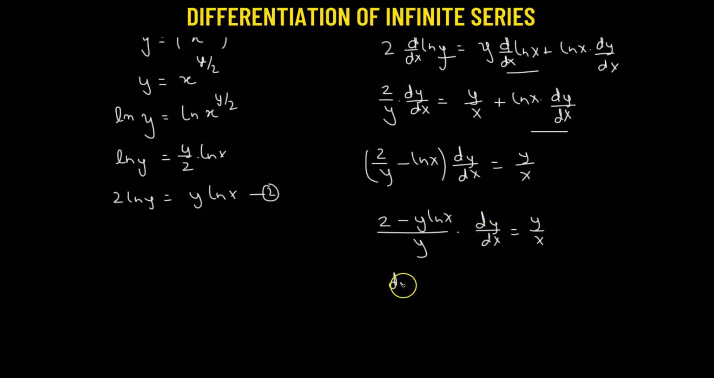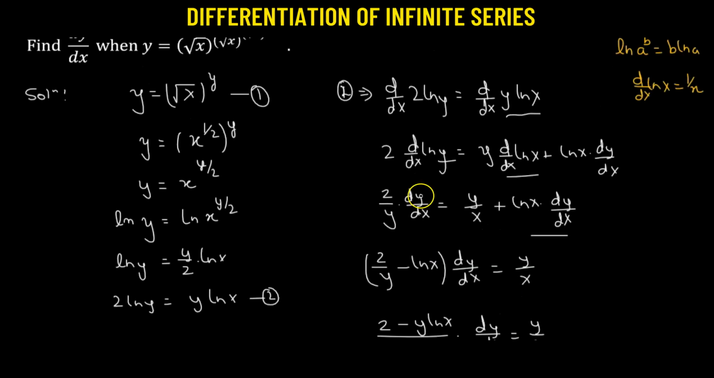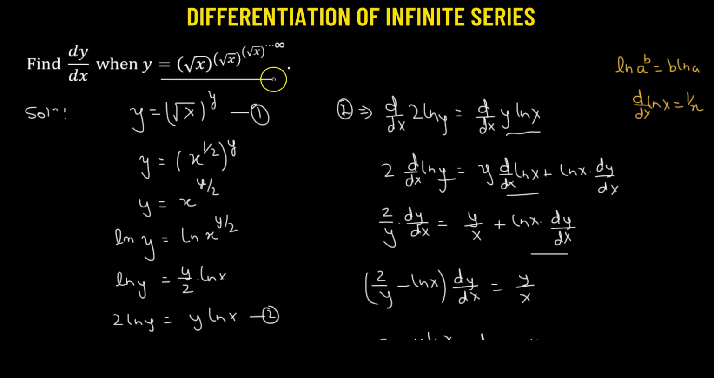Since we need the derivative of y with respect to x, this is going to give us y squared divided by x multiplied by 2 minus y log x. So this is going to be the derivative of y with respect to x, where y is given by the infinite series as given here.